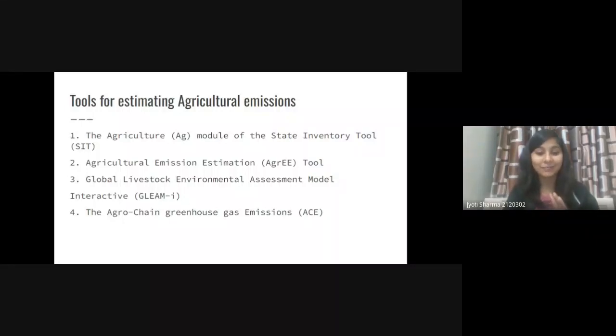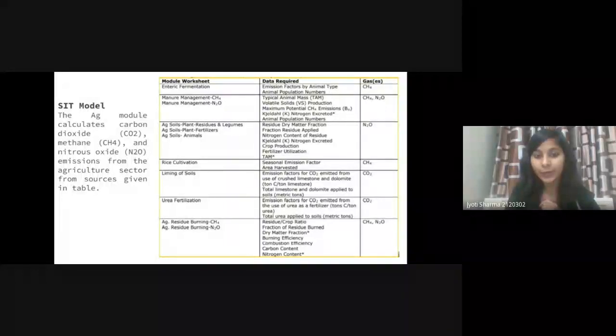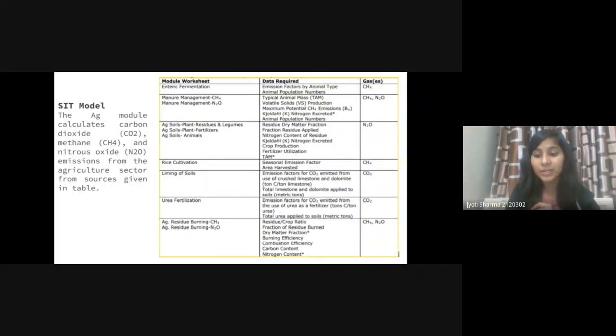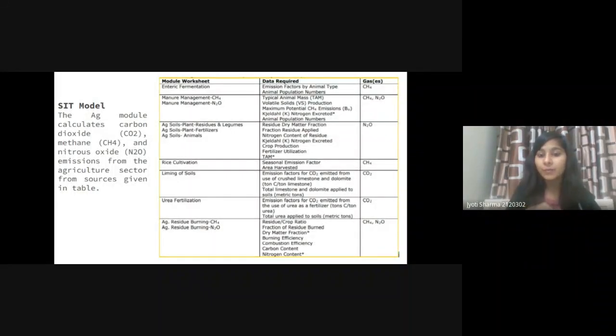Sorry for the pronunciation. So this is the SIT model, and we need some input, some data requirements. For example, for enteric fermentation, the data you need is the emission factor by animal type and the animal population number. For manure management, you need typical animal mass, volatile solids production, maximum potential methane emission, nitrogen excreted, and the animal population number. You feed that data into your model, and your model will give you the amount of gases released by such activities: methane, nitrous oxide. This will be the output.